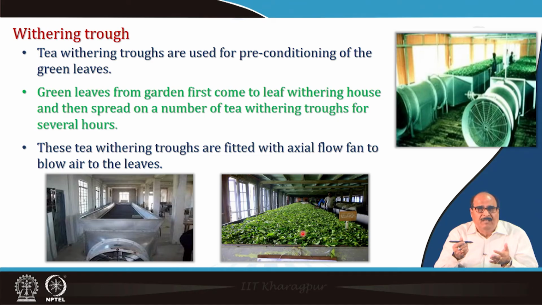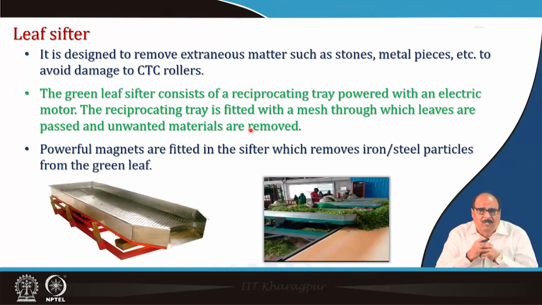These tea withering troughs are fitted with axial flow fans to blow air to the leaves. Normal air is blown to the leaves, sometimes from the bottom to the leaf or over the leaf, and it is done at room temperature, so that it facilitates the removal of moisture. Then the leaf sifter, you can see in the figure, is designed to remove extraneous matter such as stones, metal pieces, etc. to avoid damage to the CTC roller.